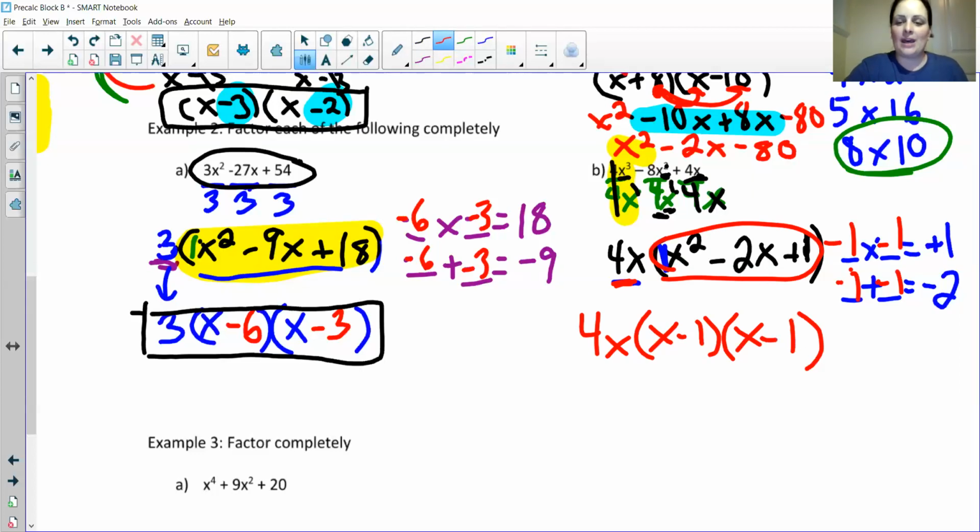You notice that what we have in the brackets is the exact same thing, so we could actually rewrite this if we wanted to as 4x times x minus 1 squared.